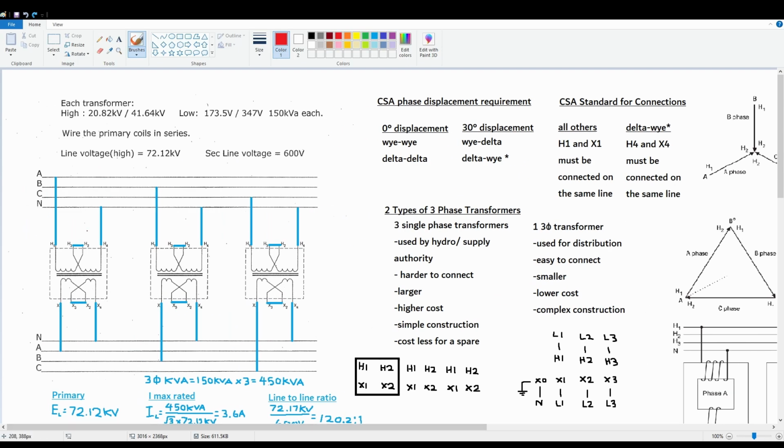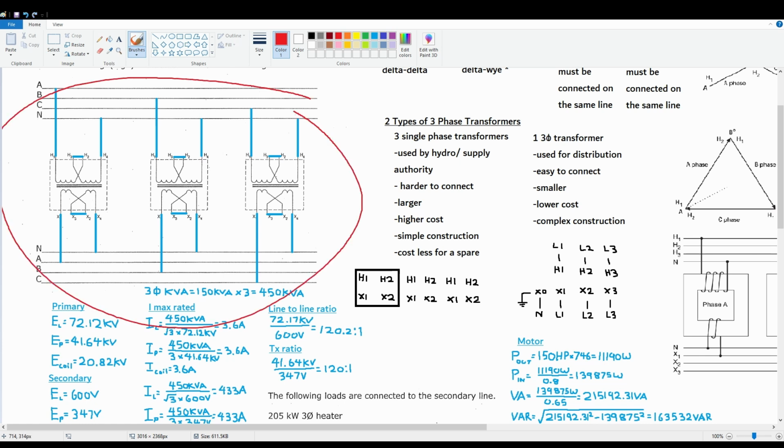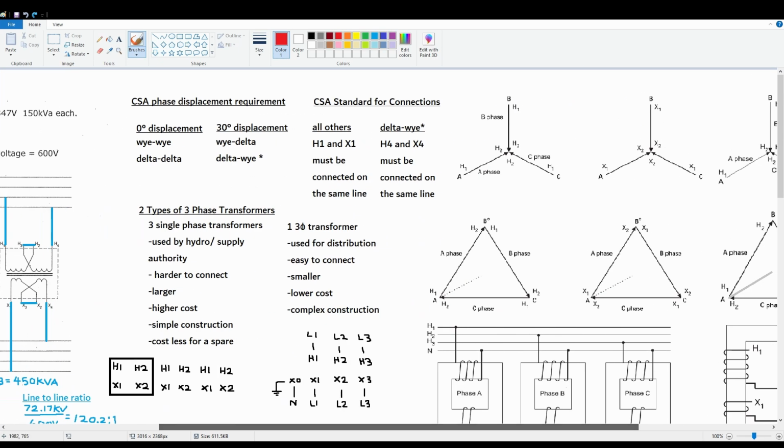So if we go into an example here, this is a Y to Y right here. And if we look at H1, that's going to be connected to line A. And then X1 here, that's going to be connected on line A as well. And then for the next one, same thing. It's going to be H1 to B, so then that means X1 has to be connected to line B as well.